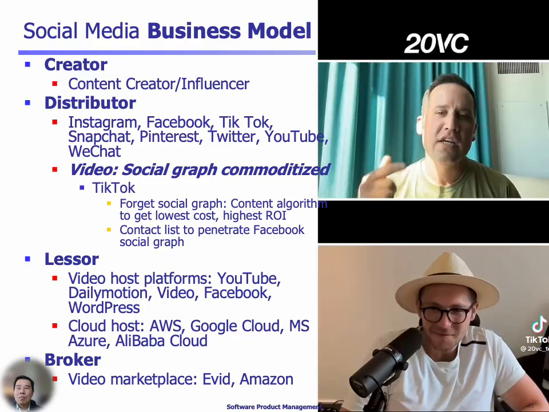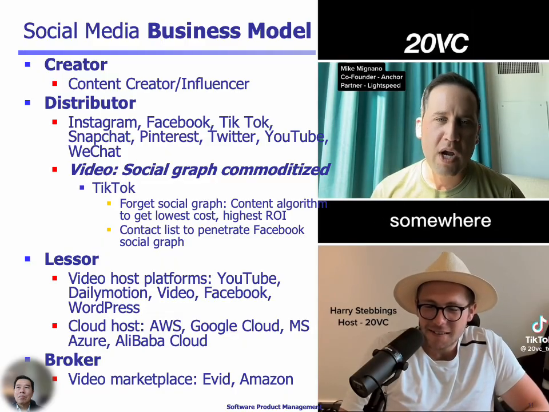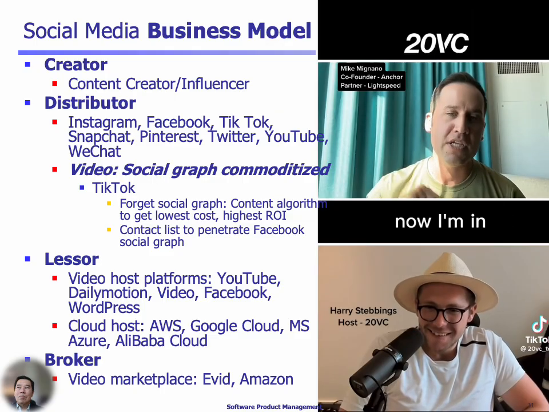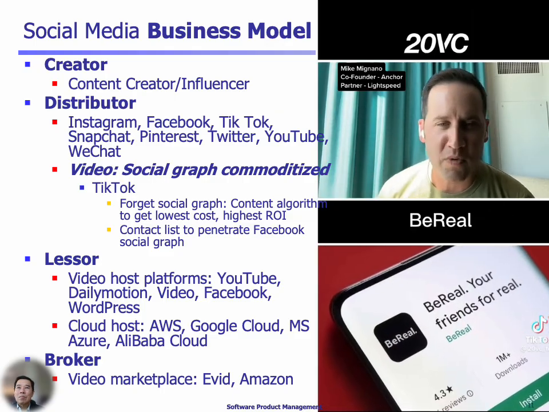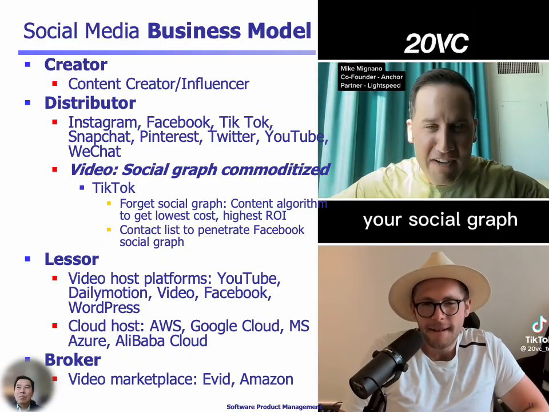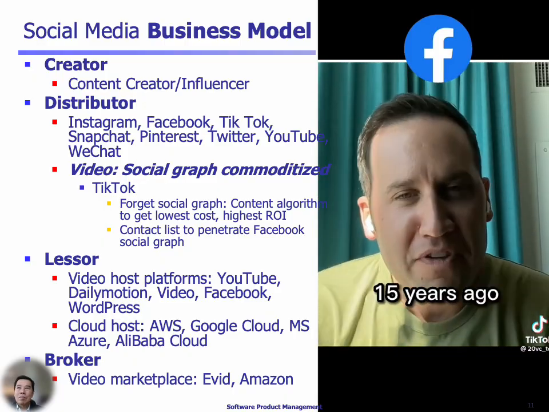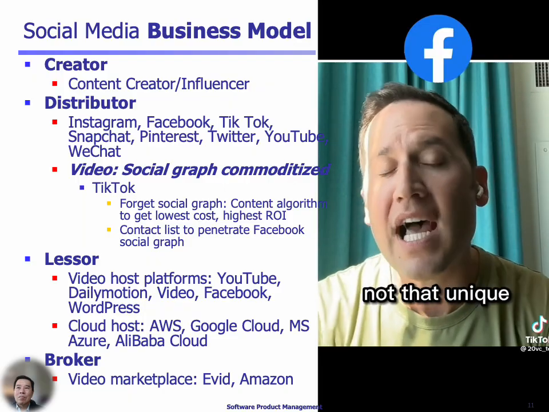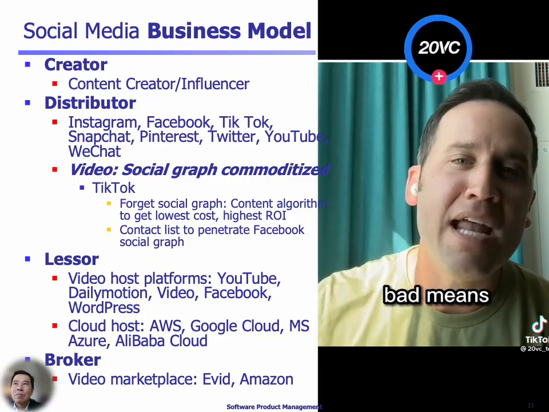So you and I meet on the street somewhere. You say, hey, Mike, what's your phone number? I give you a text. Now I'm in your contacts. You sign up for Be Real or some other new social platform, and boom, they have your social graph already. So the thing that Facebook built 15 years ago that was so defensible and so unique at the time is just not that unique anymore, and it's a bad means of content distribution.